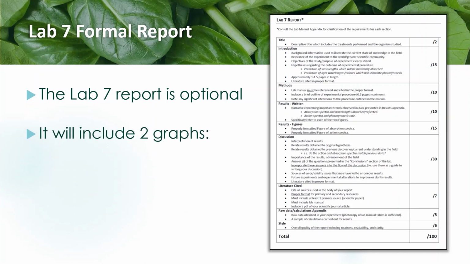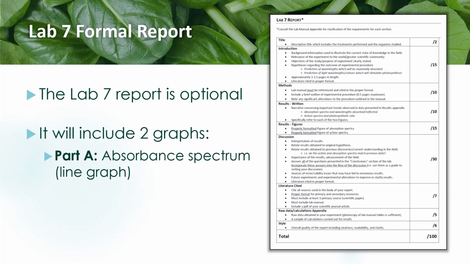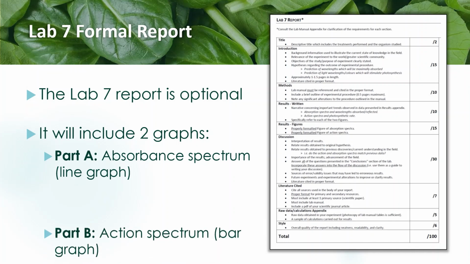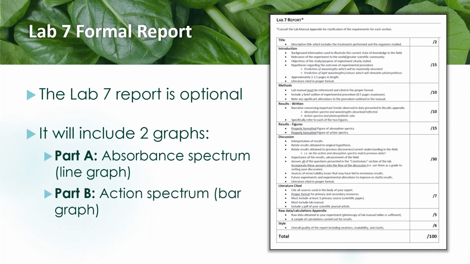Speaking of graphs, this report will have 2 graphs. For part A, you're going to have a line graph that's going to be an absorbance spectrum. On that graph, you are going to have the absorbance on the y-axis and the wavelength on the x-axis. For part B, you're going to have an action spectrum. That is going to have the activity, from table 7-4, on the y-axis, and the color, blue, green, or red, on the x-axis. So you're going to have those 2 graphs, you're going to have a wonderful report, and that is Lab 7.